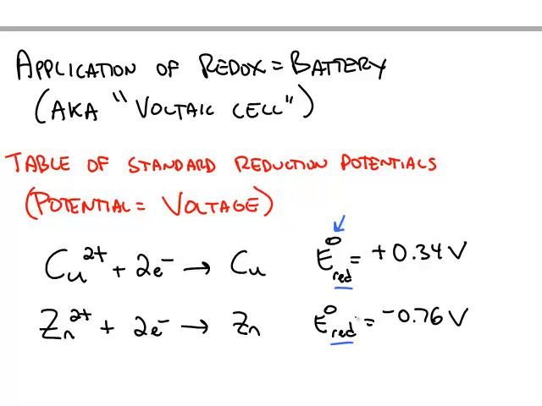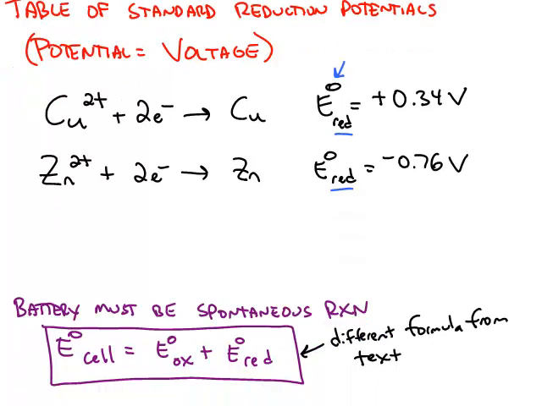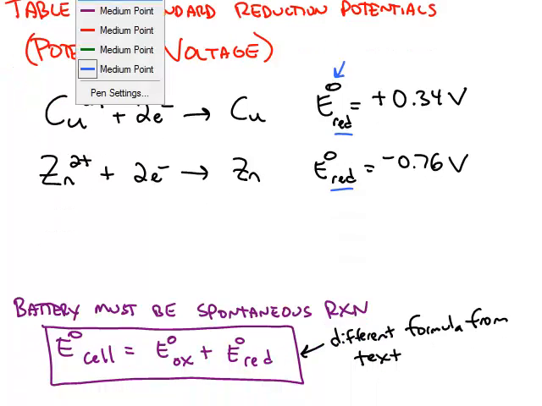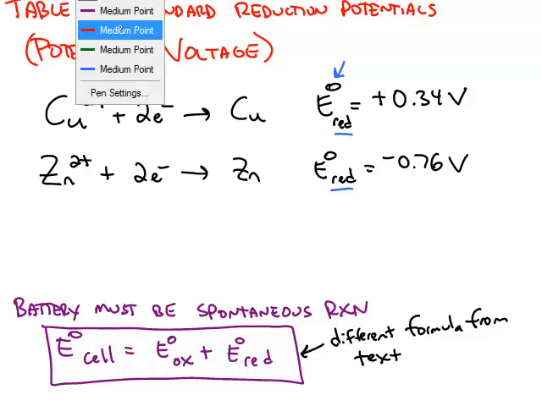The key is, if you're trying to make a battery out of this, you have to have a spontaneous reaction, because a battery is a power source, and you don't want your power source to be a non-spontaneous reaction, otherwise it's not an effective battery.